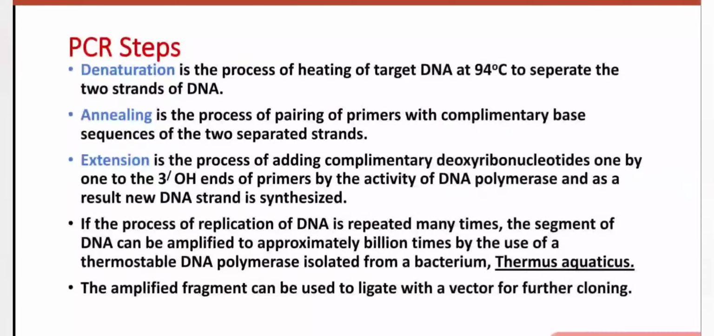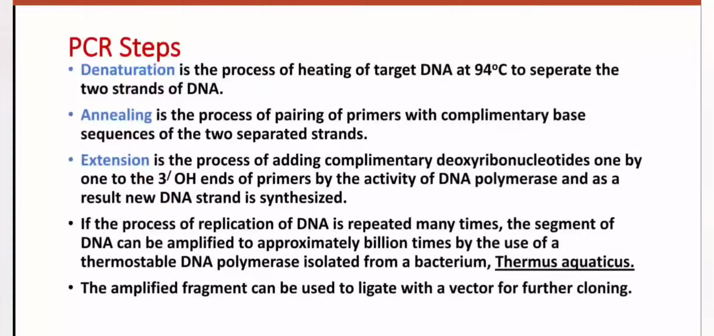Now this is the description of PCR steps. The denaturation is done at high temperature, that is 94 degrees Celsius, to separate the DNA strands. Then annealing, in which pairing of primers is done. Then extension, in which we add the complementary deoxyribonucleotides by using the Taq polymerase. And here a little information is given about Taq polymerase, that it is obtained from the bacterium Thermus aquaticus, and this is a thermostable enzyme. Thermostable means it can tolerate high temperature.